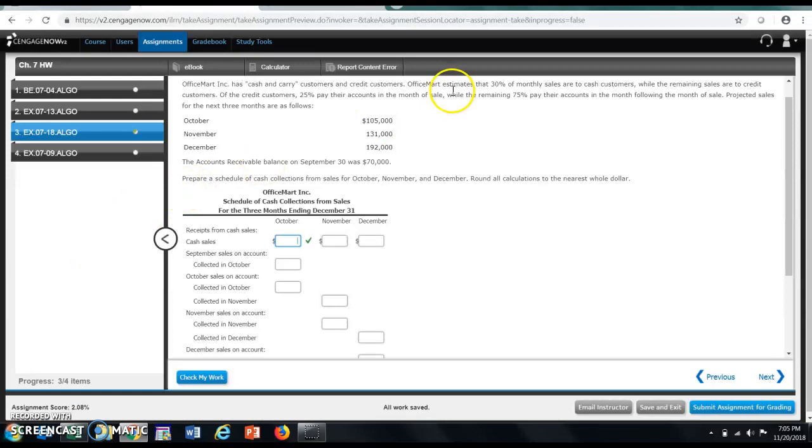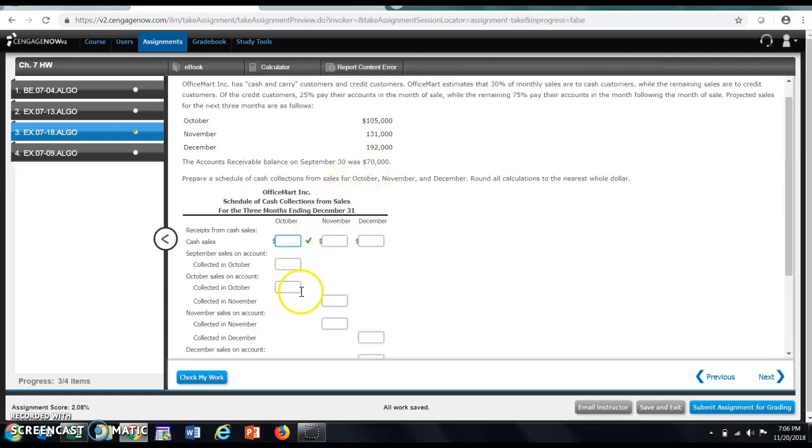So we have OfficeSmart, and OfficeSmart estimates that 30% of their sales are to cash customers. The remaining sales, or 70%, are to credit customers. So of that remaining amount, 25% is collected in the month of sale. The remaining 75% is collected in the month following the sale. And here they provide for us October, November, and December projected sales. So those are the numbers we'll be using. They also tell us the accounts receivable balance on September 30th, the end of September, is $70,000.